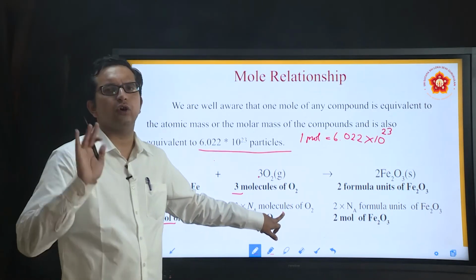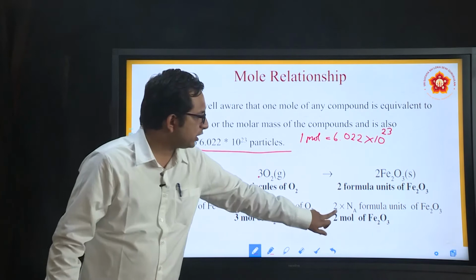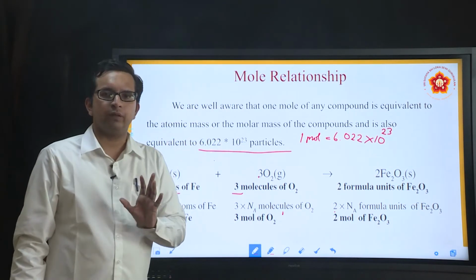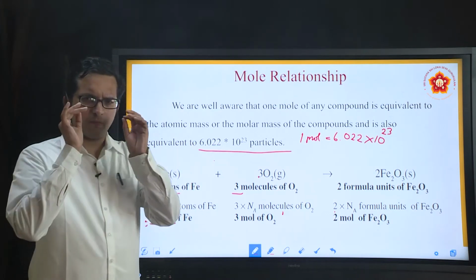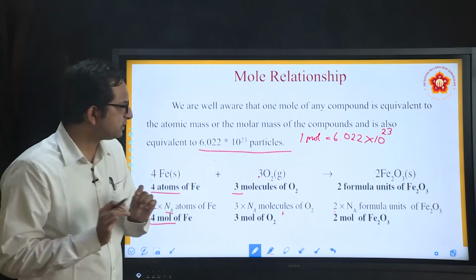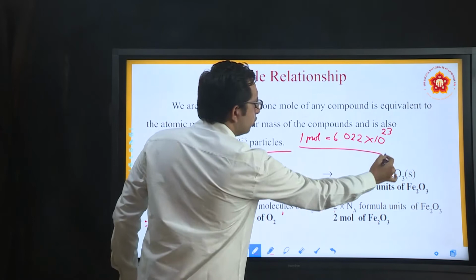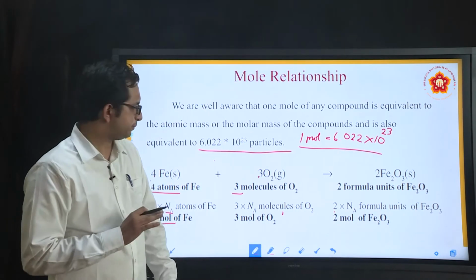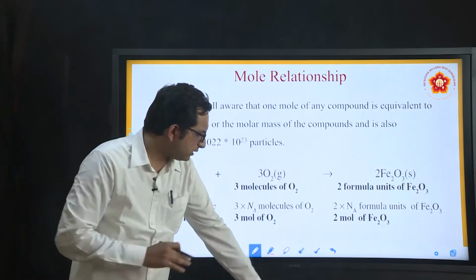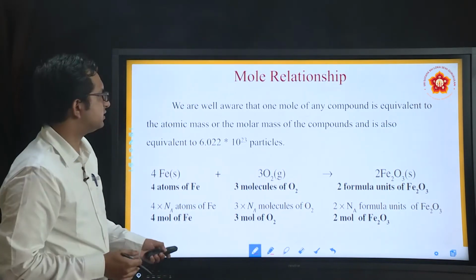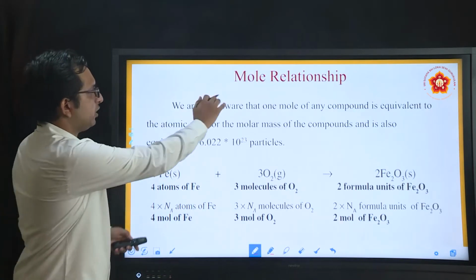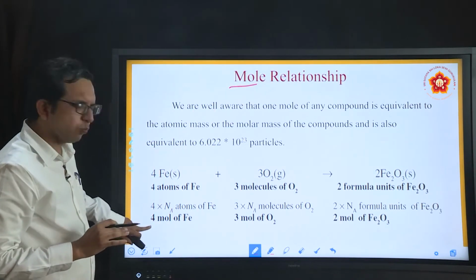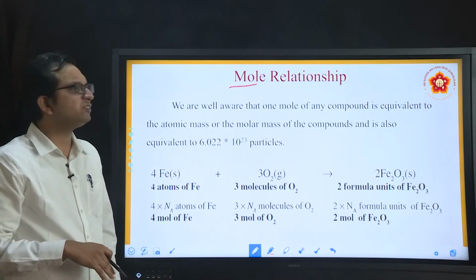or the other way around, you can also call them particles, whereas here it will be 2 into 6.022 into 10 raised to 23. All this discussion is based on the fact that 1 mole is equal to 6.022 into 10 raised to 23. So, this is one case study of these relationships, which has the heading mole relationship, meaning with respect to mole, how the number of particles are associated.